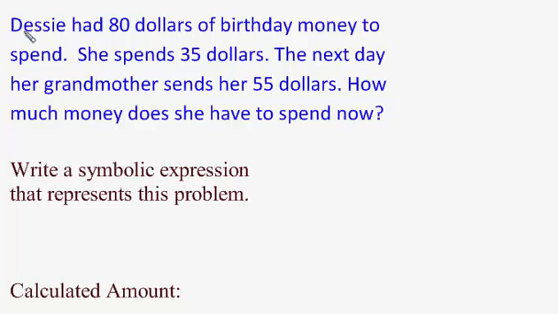In this example, we have that Desi had $80 of birthday money to spend. So let me write down 80. She spends $35, so she will have $35 less to spend. So I will take 80 and subtract the $35 that she spent.